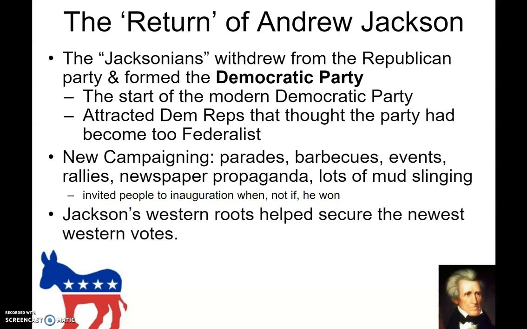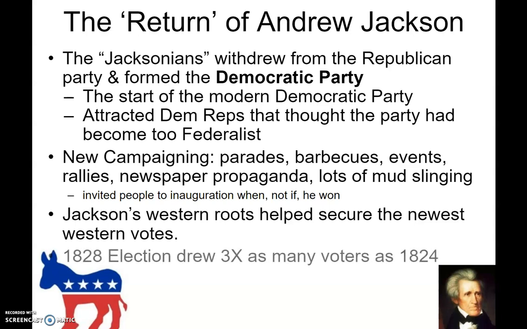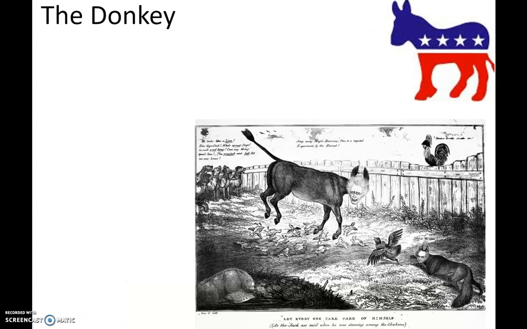And of course, a lot of these new Western territories and states are rooting for Jackson. He's the person they can relate to most. And as democracy increases, as suffrage increases, we're going to see in just a 4-year span an increase of 3 times the amount of voters, which is huge.